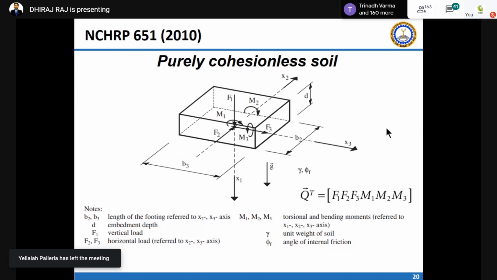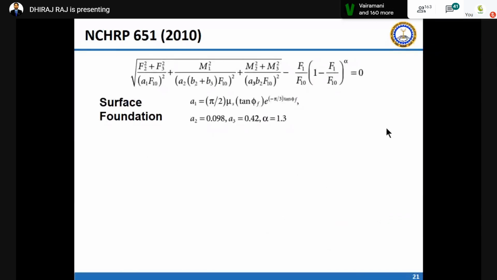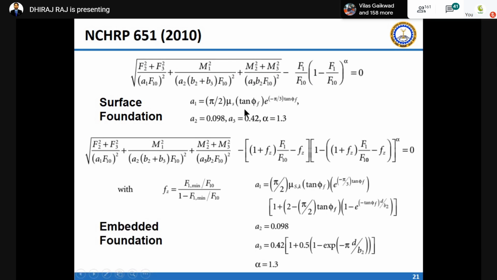Okay, and you can see similar equations here also, in terms of different combinations of loads, and there are different coefficients A1, A2, A3, B1, B2. These coefficients can be obtained for the surface foundation, A1 and A2, from this formula. For the embedded foundation, the first one is for the surface foundation and the second one is for the embedded foundation. These components, A1, A2, A3, are obtained from this formula.